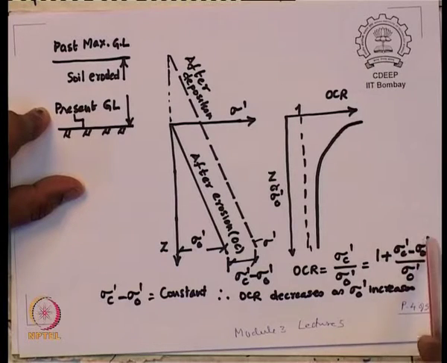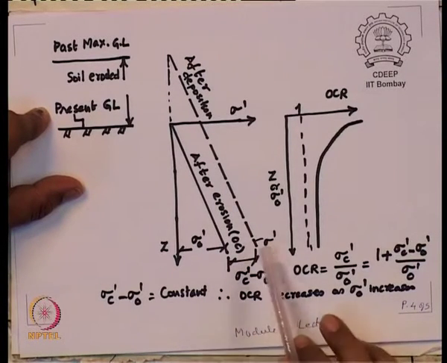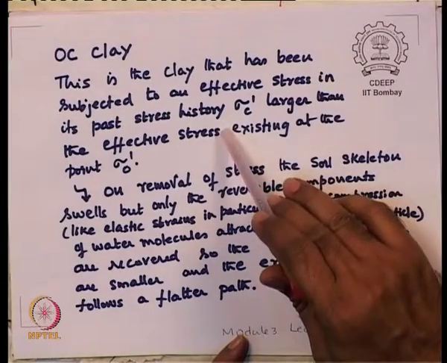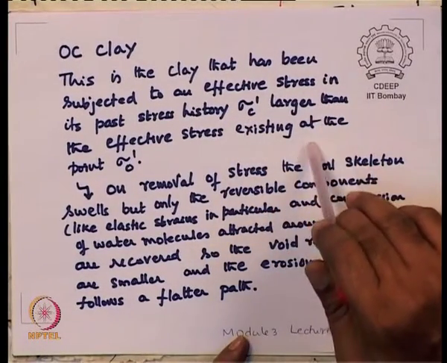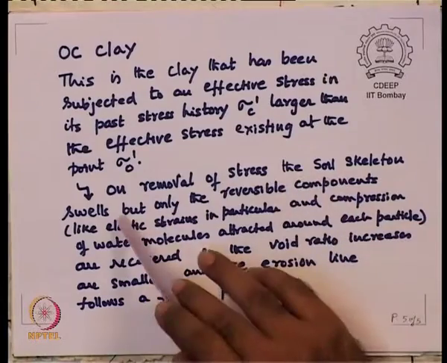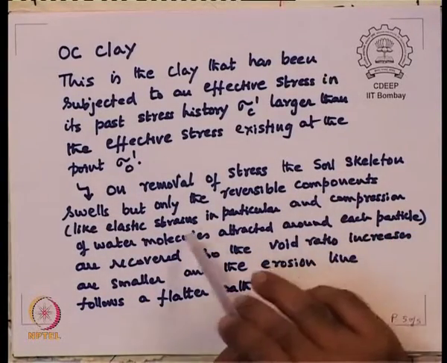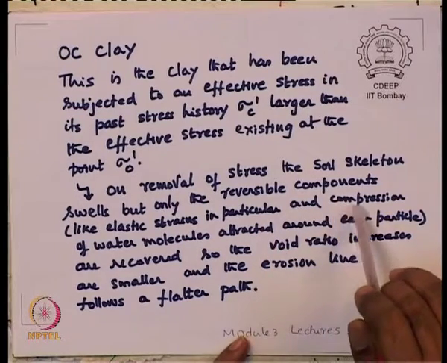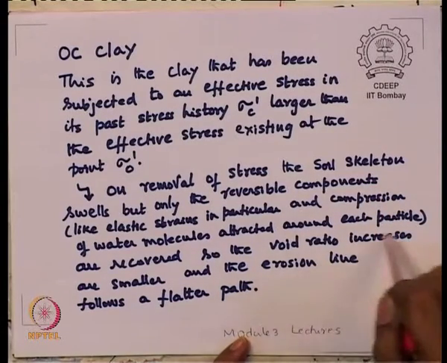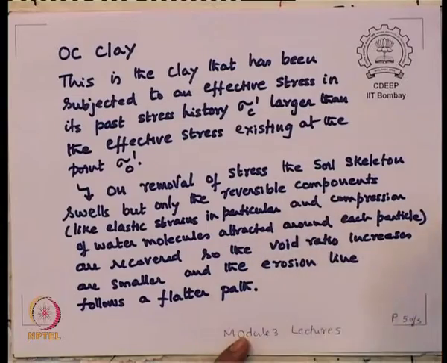In this, sigma C dash minus sigma naught dash is constant for the over consolidated portion. An OC clay is basically a clay that has been subjected to an effective stress in its past stress history, sigma C dash, larger than the effective stress existing at the point, sigma naught dash. On removal of the stress the soil skeleton swells, but only the reversible components, like elastic strains in particular and compression of water molecules attracted around each particle, are recovered, so the void ratio increases are smaller and the swelling line follows a flatter path.